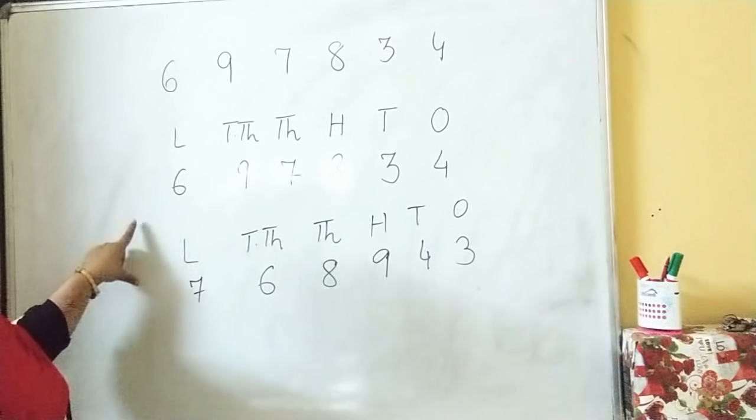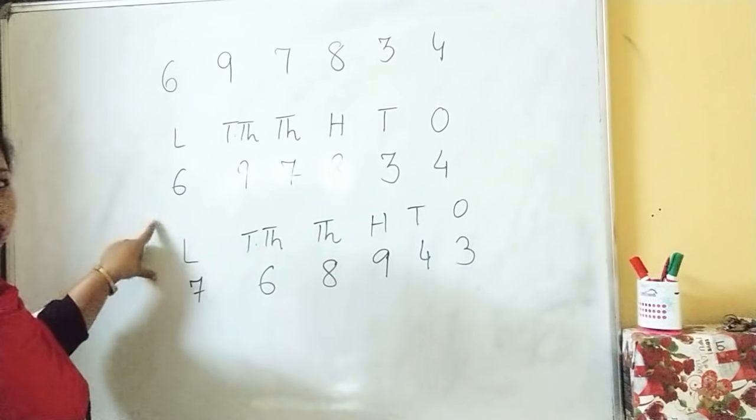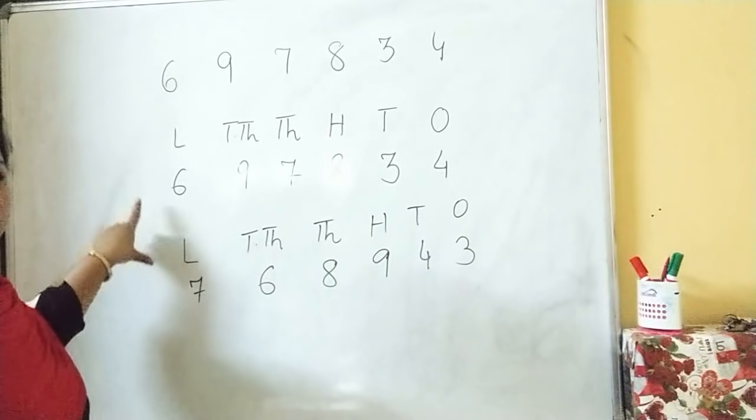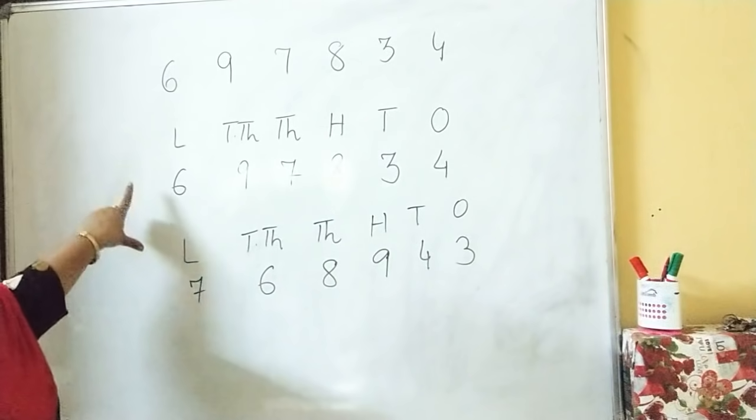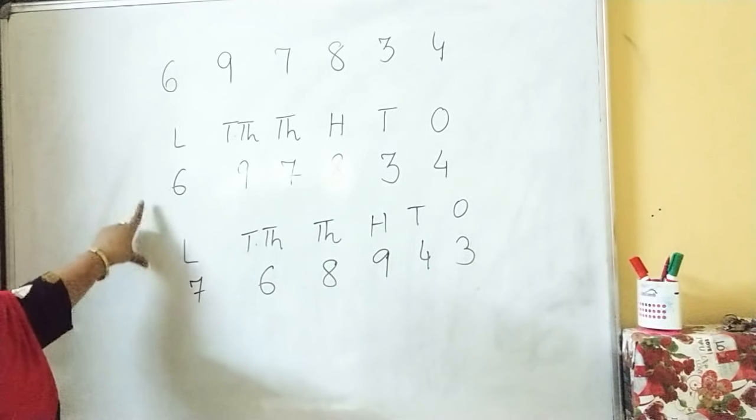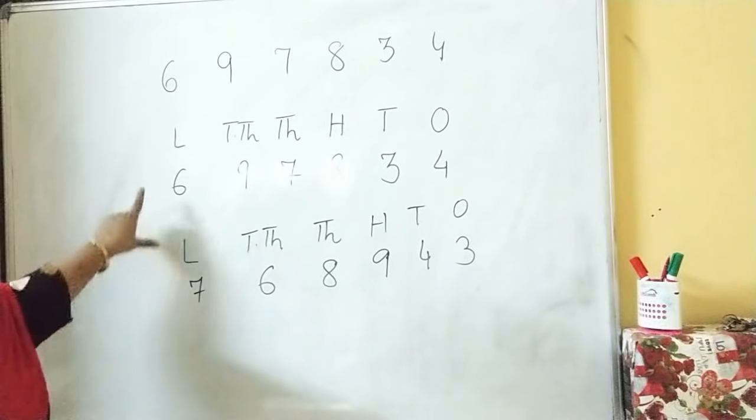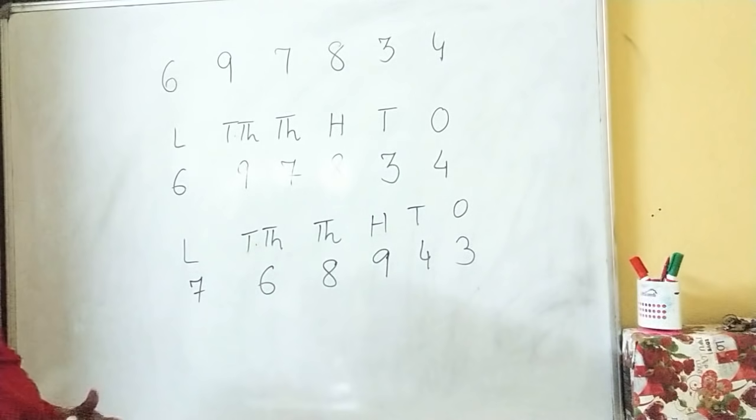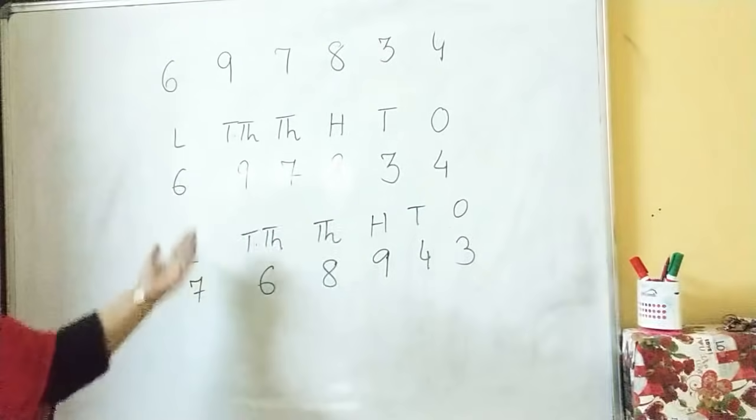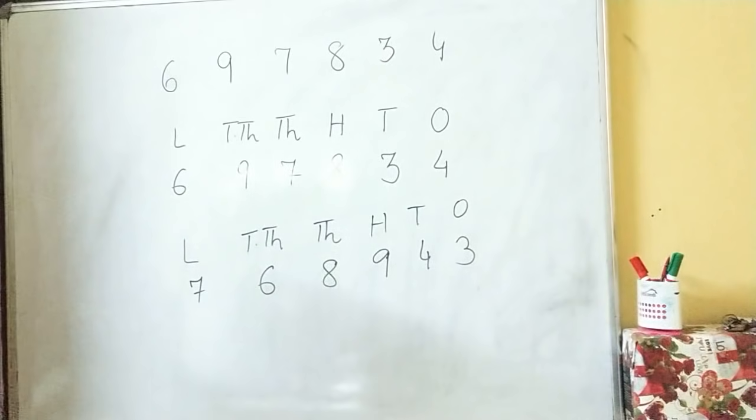But can we call them the same number? No, children. They are not the same numbers. The digits are the same but the numbers are different. How come? As they have occupied different places.